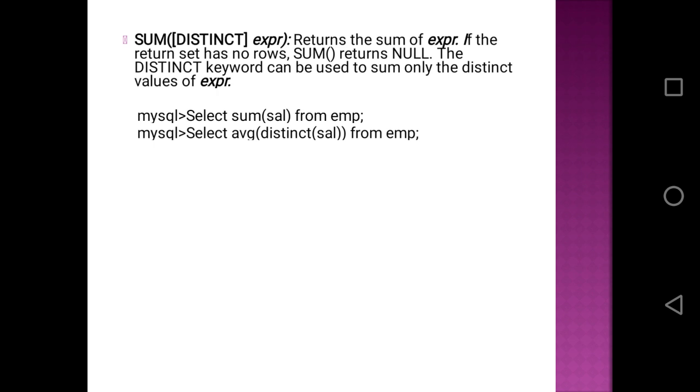The syntax of sum is same as the average. It also allows to calculate sum of distinct values in a column, or you can leave the distinct clause where it is not required. It returns the sum of the values of a column. Expression means the column name. If the return set has no rows, then sum returns null. The distinct keyword can be used to sum only the distinct values of a column. So I think it is but simple.